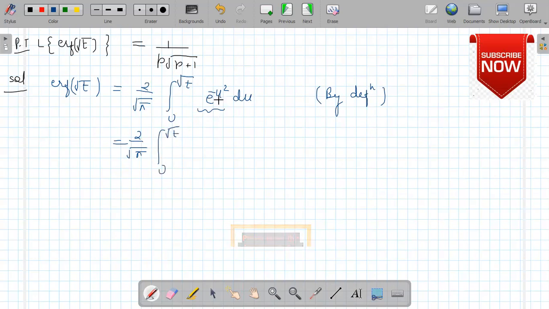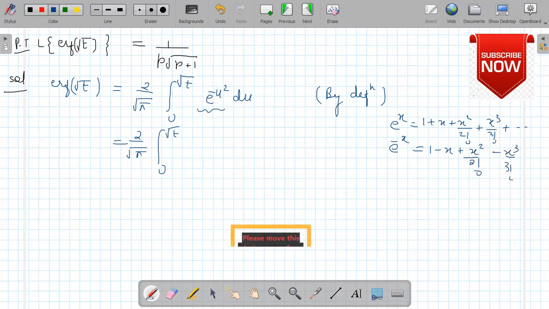What is the expansion of e to the power x? For e to the power x, the expansion is 1 plus x plus x square upon factorial 2 plus x cube upon factorial 3 and so on. For e to the power minus x, we have 1 minus x plus x square upon factorial 2 minus x cube upon factorial 3 and so on.